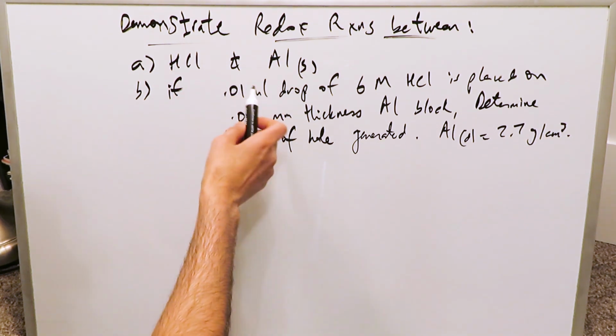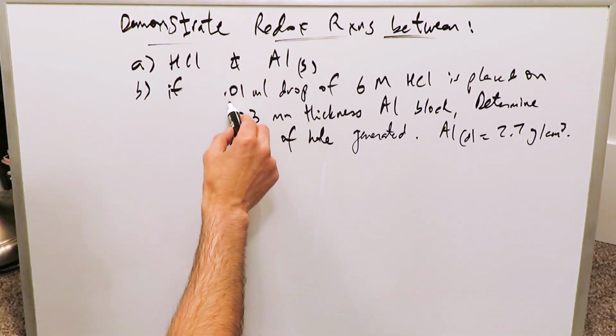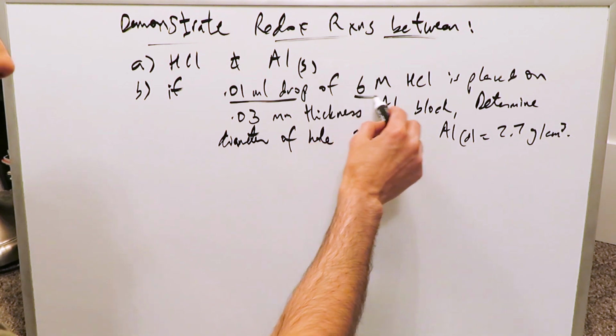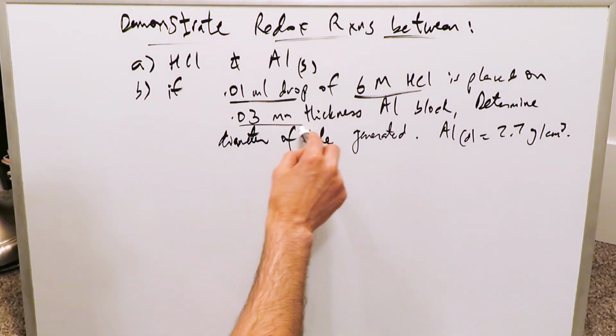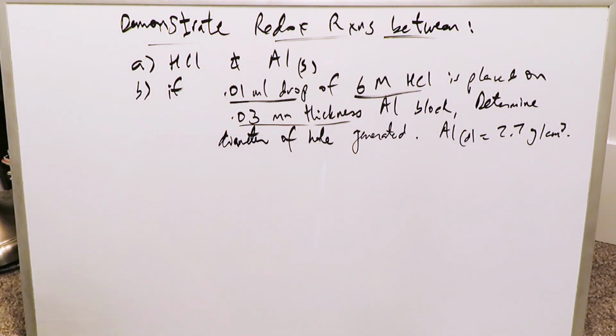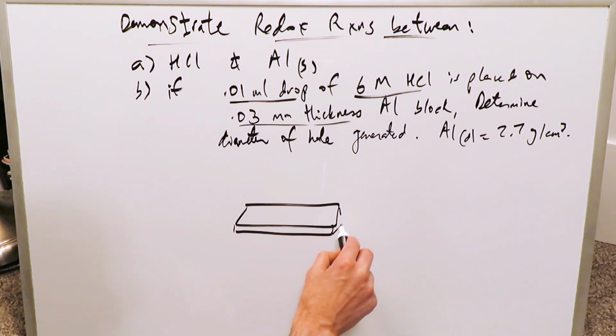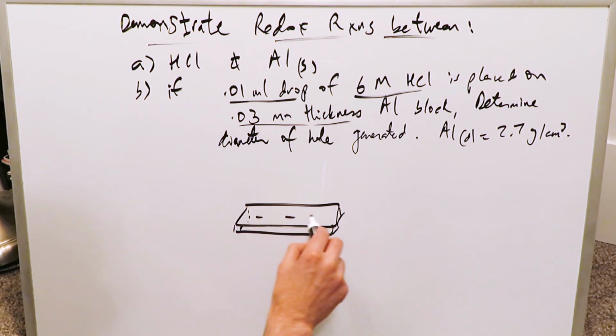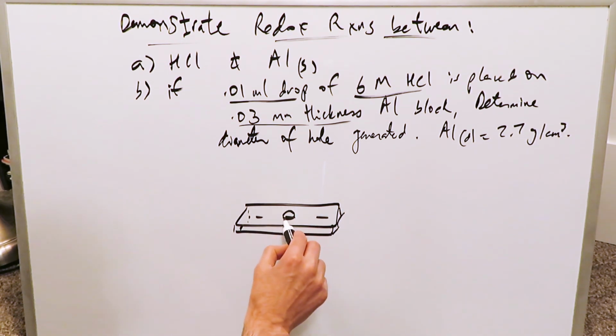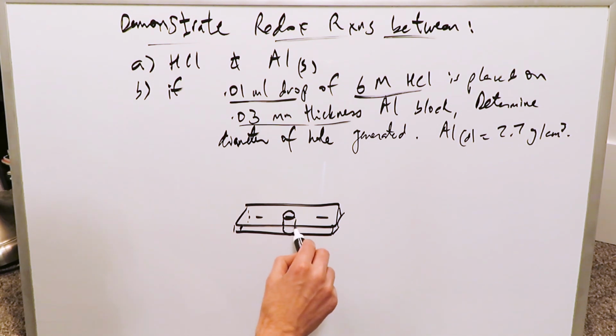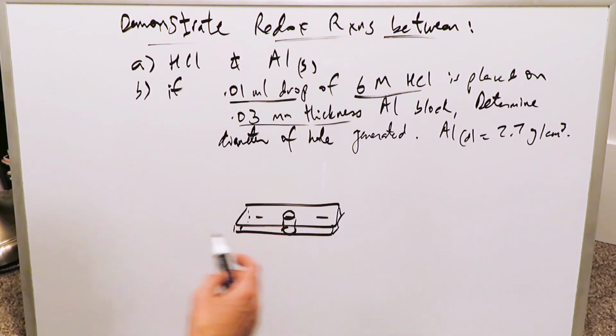The first part is not too hard. The second question is a little tricky. We have a 0.01 milliliter drop of 6 molar HCl which will be placed on a 0.03 millimeter thickness of aluminum block. We have to determine the diameter of the hole that's generated. If you're looking at a block in the three-dimensional perspective, it's looking like that. If you're gonna put a drop over here, it's gonna basically make a hole in here, and that hole will be the shape of a cylinder.